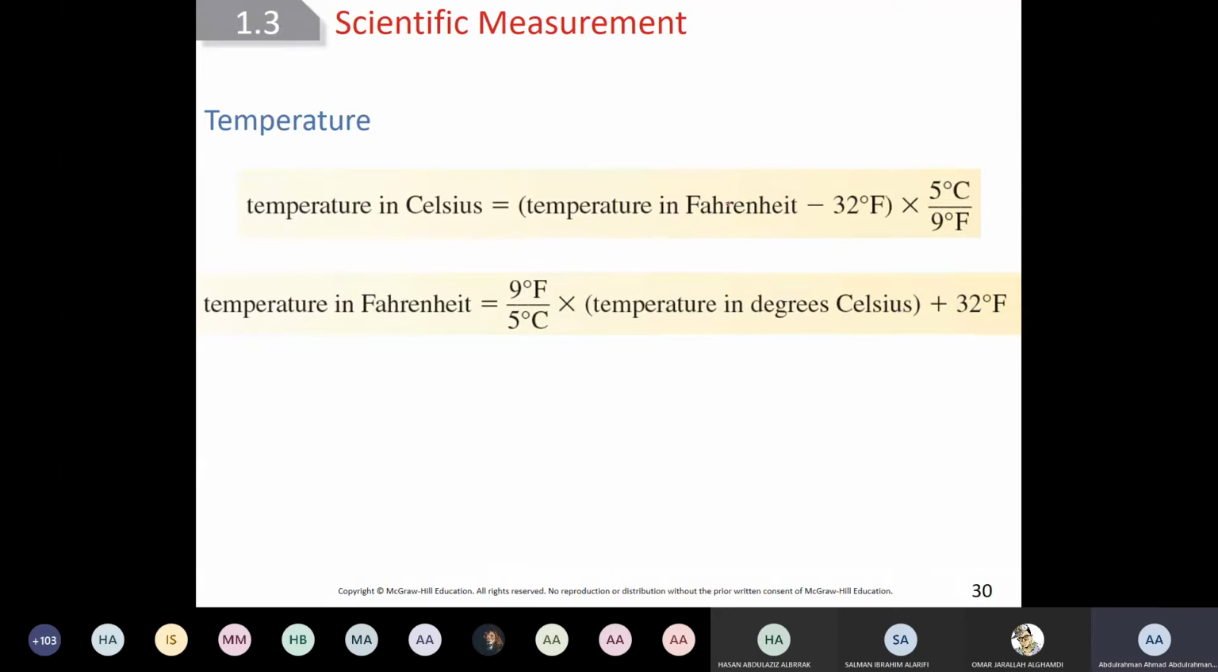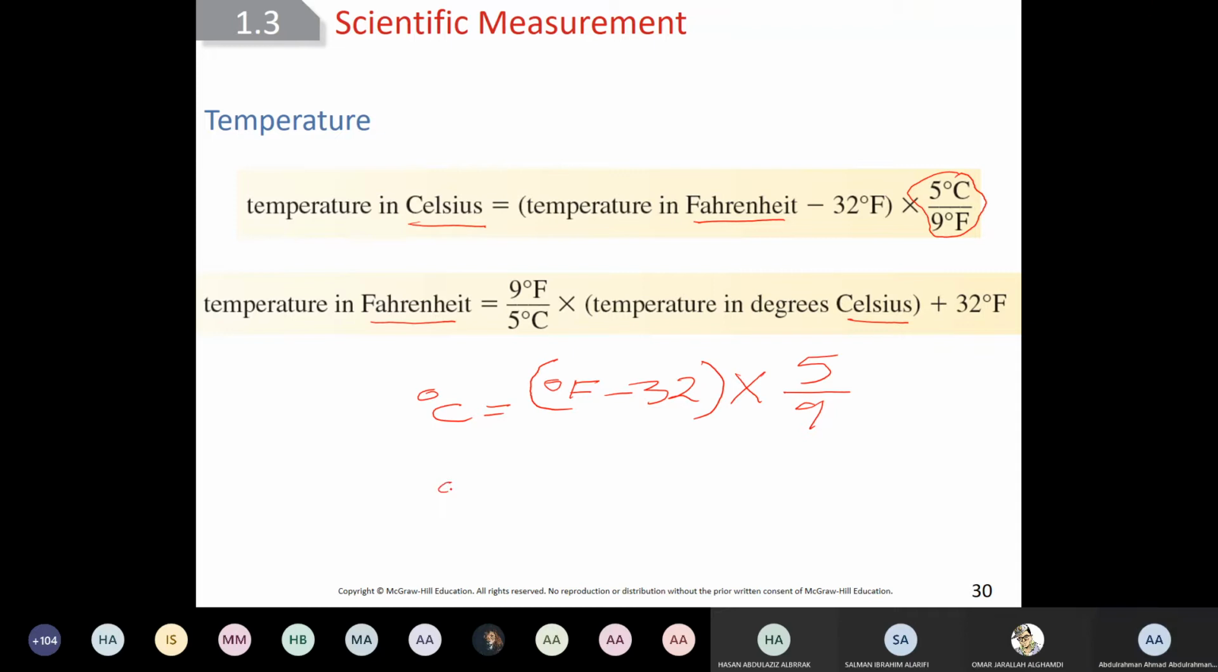Now, I want you also to memorize this relation. You know now from where we got the 5/9, right? That's how you change from Celsius to Fahrenheit, or from Fahrenheit to Celsius. I want you to write these relations and memorize them. So degree C equals degree F minus 32, you put this in parentheses, multiplied by 5/9. Write this relation. That's if I want to change from Fahrenheit to Celsius.